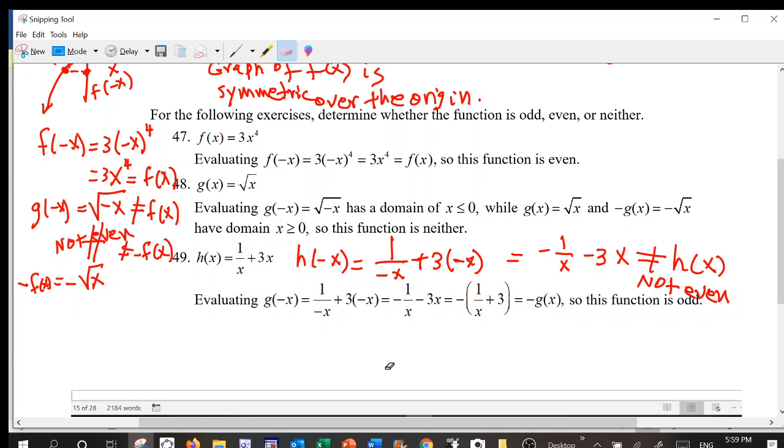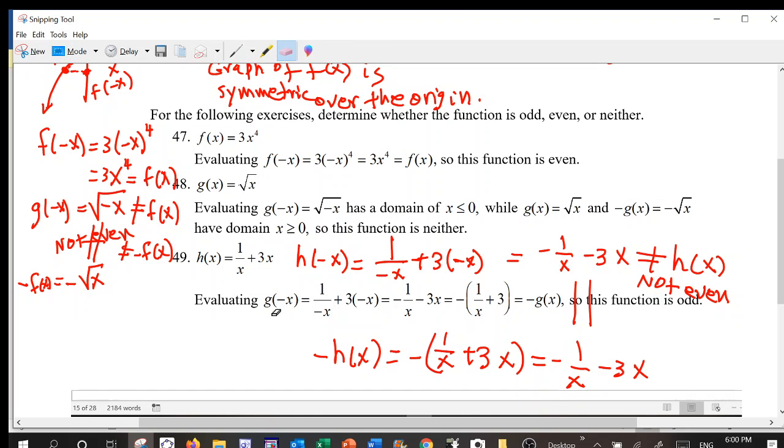Now, the question is, is this odd? Well, to prove that, we have to find out what negative h of x is. Negative h of x means negative of whatever we are given here. So let's put it in here. What's that negative? That's negative 1 over x minus 3x, right? And notice that that's exactly what we have here. So these are equal. So this function, when you graph it, is going to be an odd function, right? That means it's symmetric with respect to the origin.